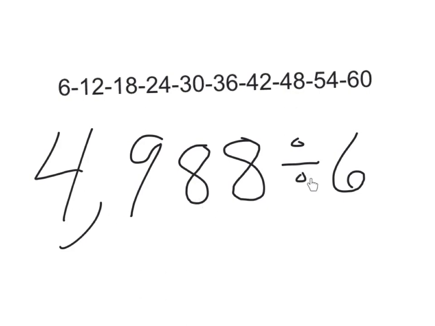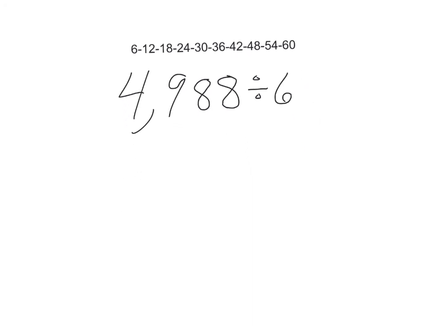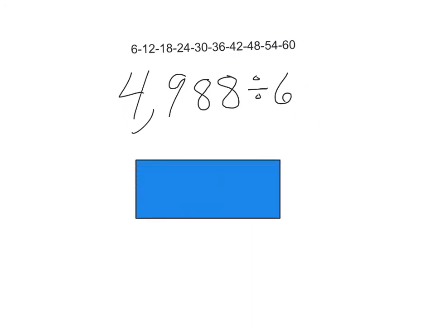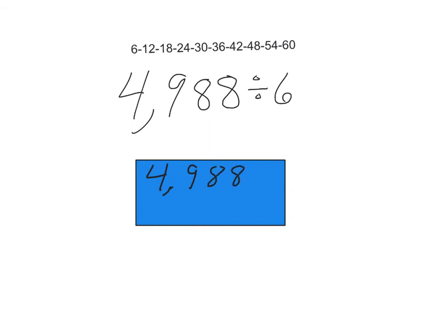4,988 divided by 6. Counting by the numbers: 6, 12, 18, 24, 30, 36, 42, 48, 54, and 60. So next, I want to make my first area box, and I'll do that right there. And I'm going to grab this 4,988 and plug it right inside the area box. I'm going to grab the 6 and put it on the outside because it is my divisor.